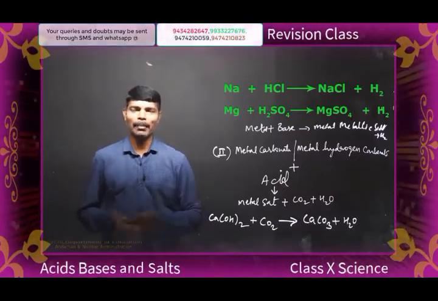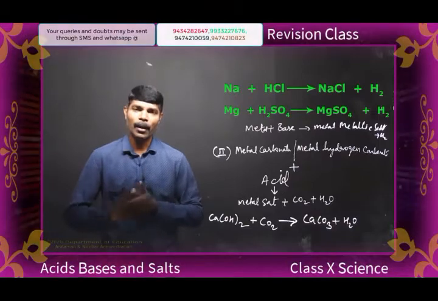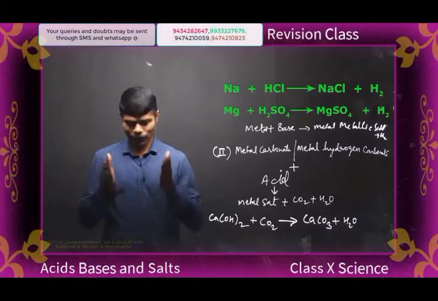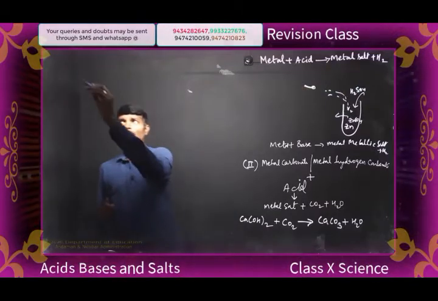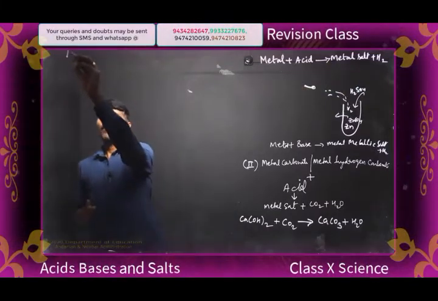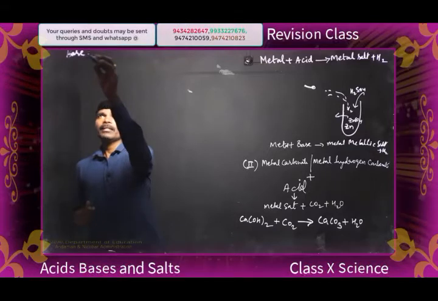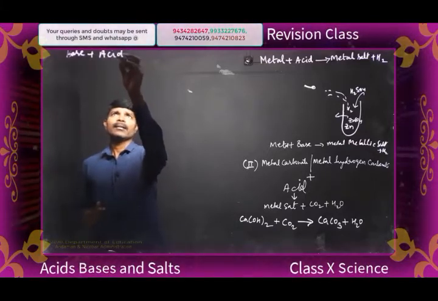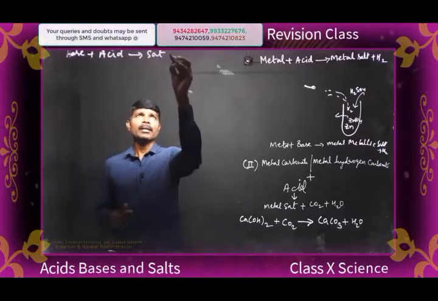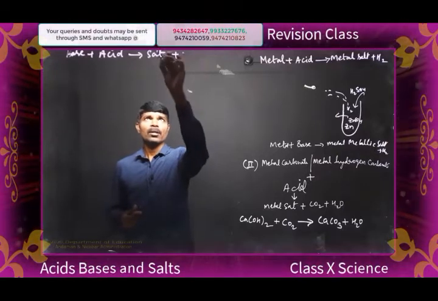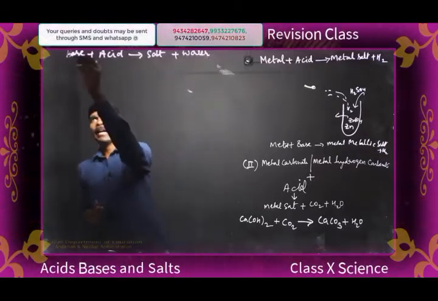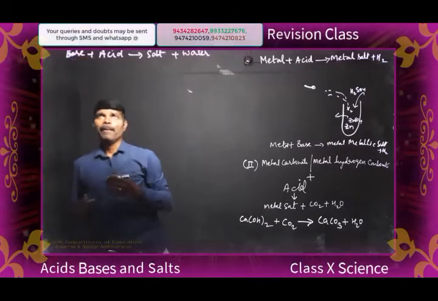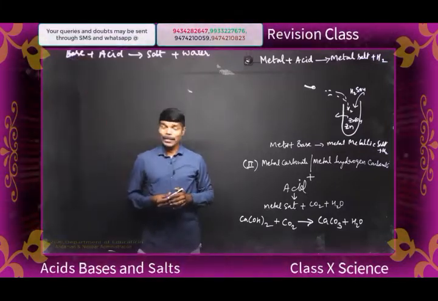The third important chemical property is what happens when acids react with base. Very important and very interesting to understand. A general reaction we will write when base reacts with acid: we will get salt and water. This is the general reaction you should keep in mind. What happens when base reacts with acid?